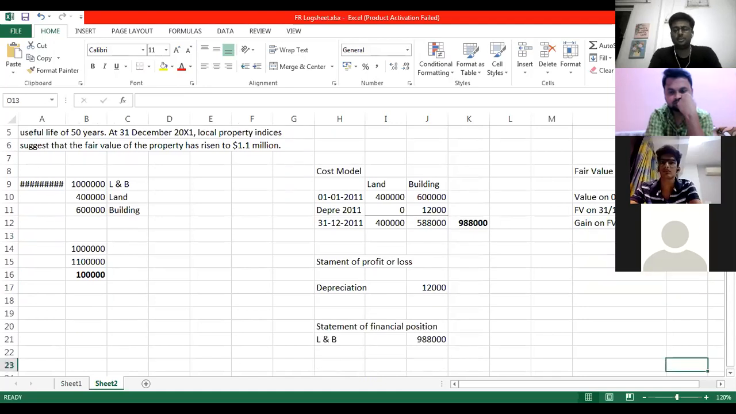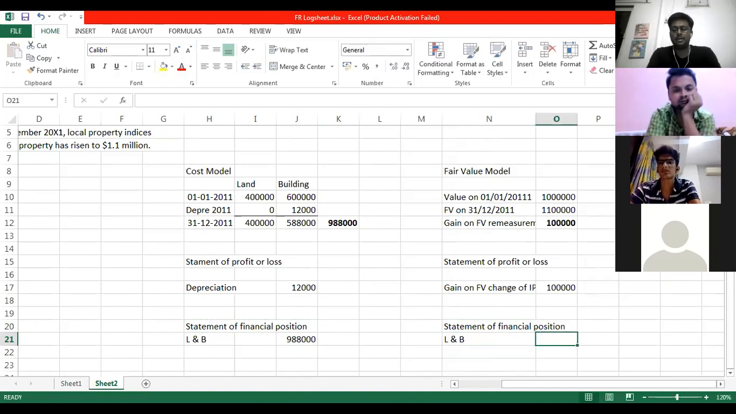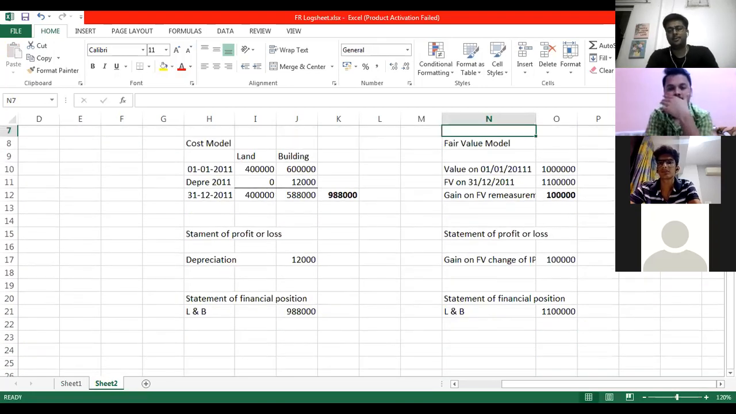So here in this case, what will come into the statement of profit or loss? It will be gain on fair value change of investment property, that is 1 lakh. So here it is expense, here it is surplus, and into the statement of financial position, land and building will be presented at what value? 1.1 million. This is the difference between two models, cost model and fair value model.